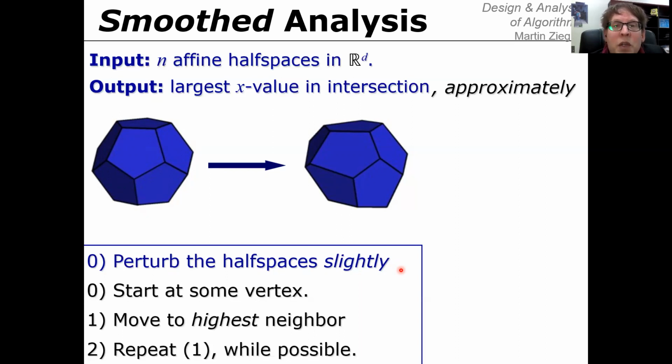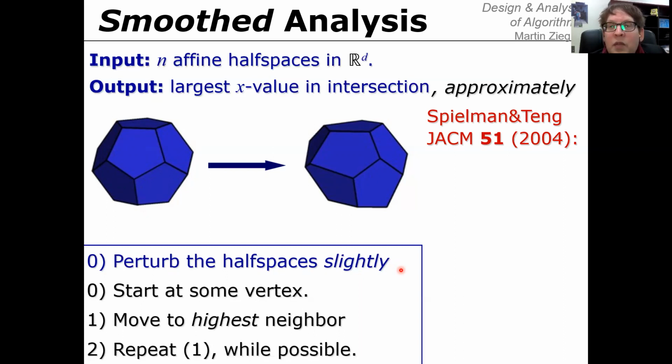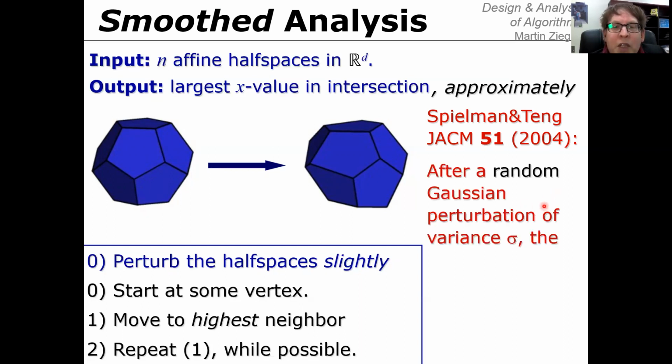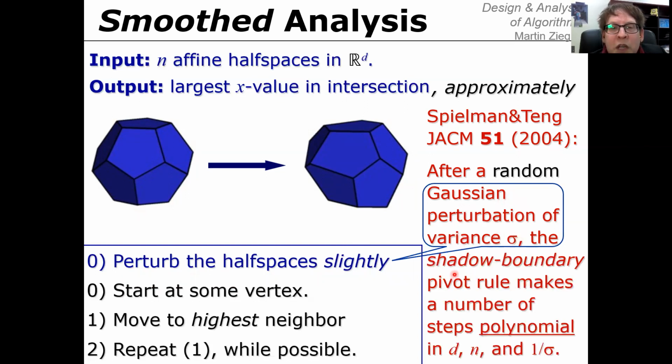And indeed, this was formally proven by Spielman and Teng, in a famous paper in the Journal of the ACM, where they proved formally that after random Gaussian perturbation of variance sigma, so this is the formalization of step 0, perturb the half spaces slightly, then the so-called shadow boundary pivot rule, one of the variants of the rule that I mentioned before, makes a number of steps that is polynomial in all the quantities they were interested in: the dimension, the number n of half spaces, and the perturbation.